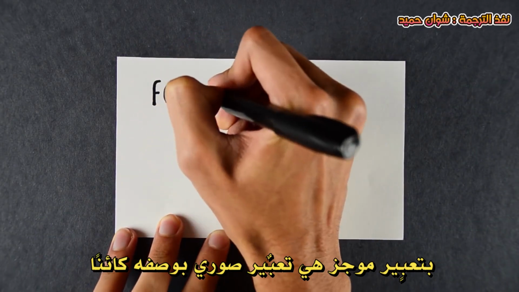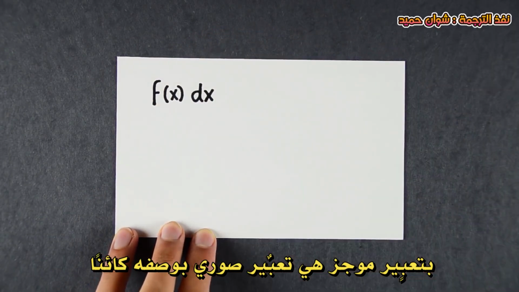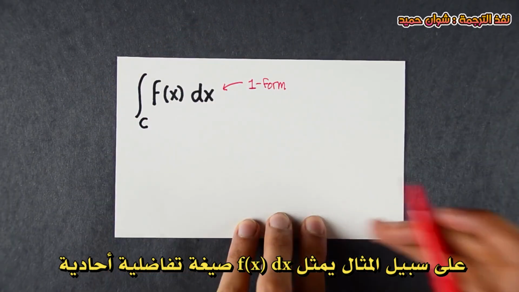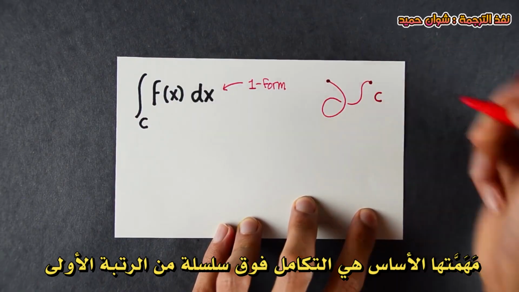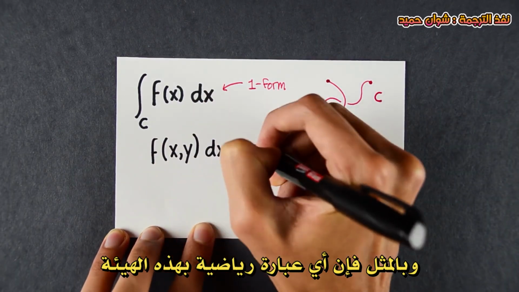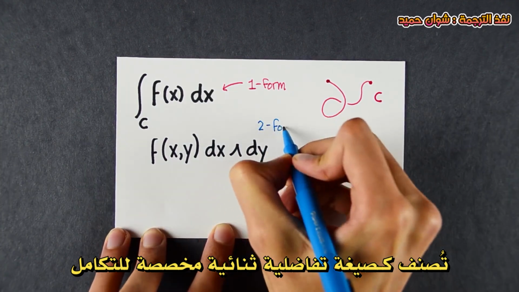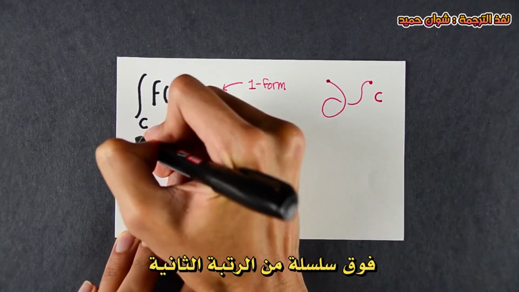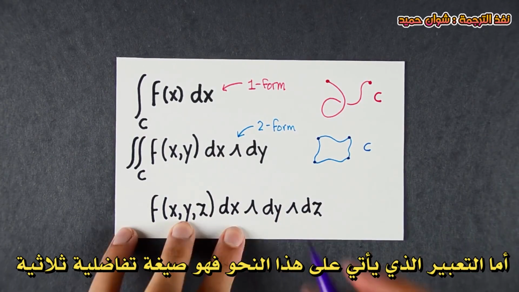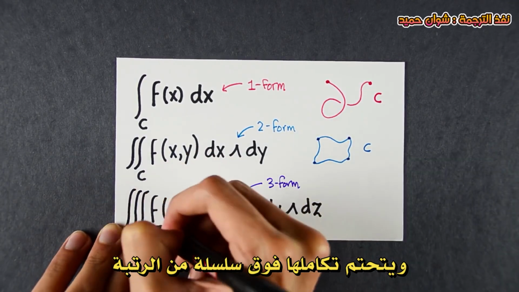Simply put, it's a formal expression that exists under an integral sign. For example, f of x dx is a differential one form. Its purpose in life is to be integrated over a one chain. An expression that looks like this is a differential two form. Its purpose in life is to be integrated over a two chain. An expression like this is a differential three form. It must be integrated over a three chain.